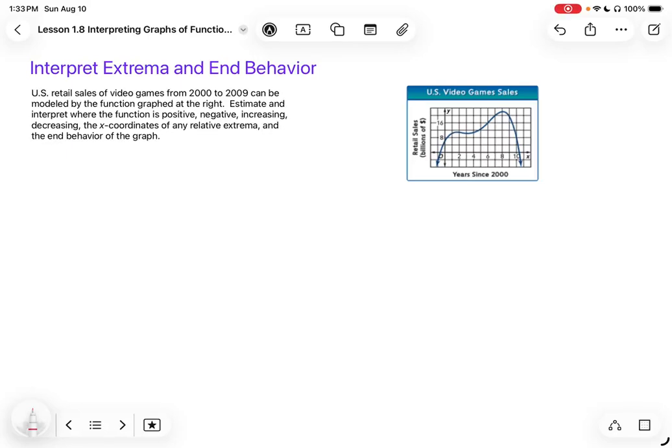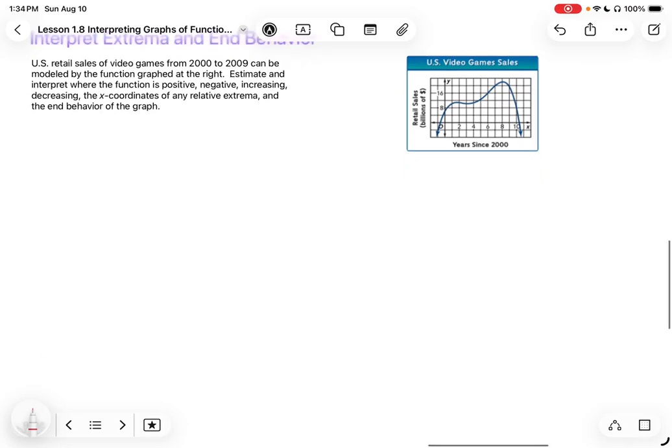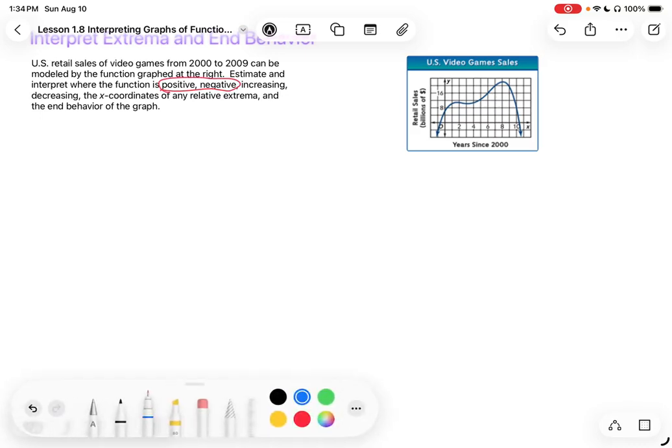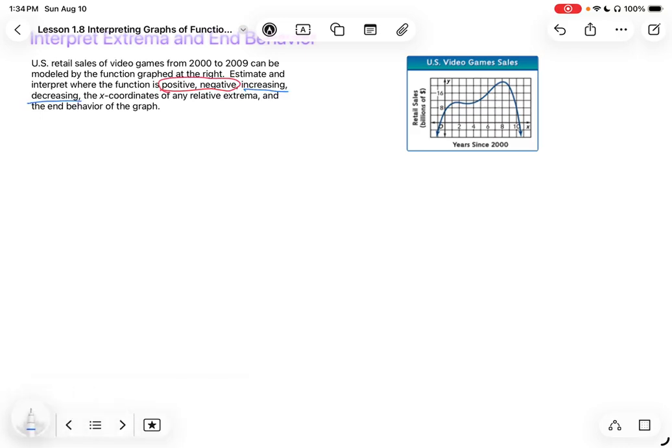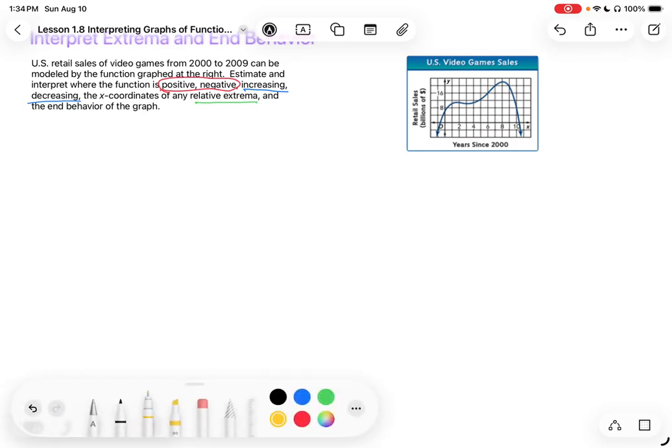So the graph that we're looking at here is US retail sales of video games over a period of years from 2000 to 2009. And we're going to identify and talk about quite a few things going on with this graph. First, we're going to talk about where the graph is positive and negative. Then we're going to talk about where the graph is increasing and decreasing. We're going to talk about something called relative extrema. And then finally, we're going to discuss what is known as end behavior.